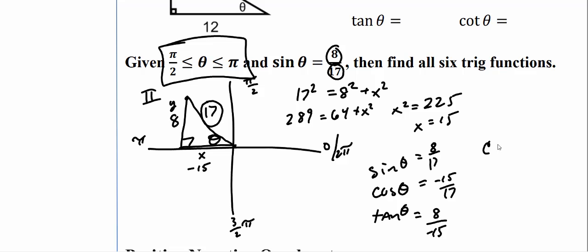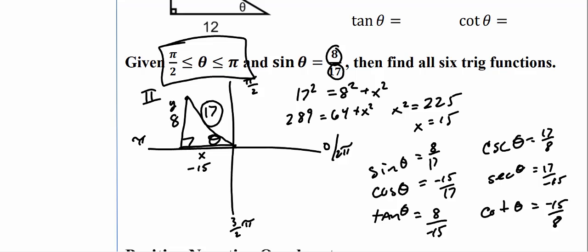Cosecant is the next one. Cosecant of theta is just sine flipped, so that's 17 over 8. Cosine, the opposite is secant of theta. The opposite is going to be 17 over negative 15. And then tangent would be the cotangent, or cot of theta, and that's going to be negative 15 over 8. All right, fantastic.